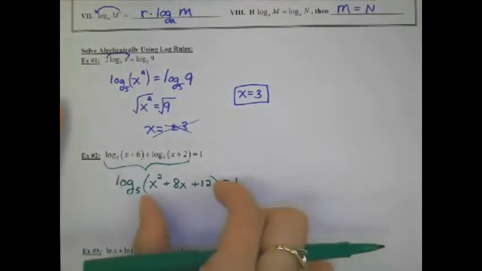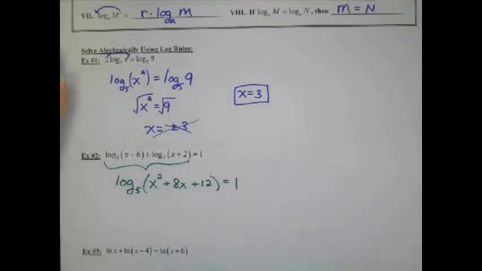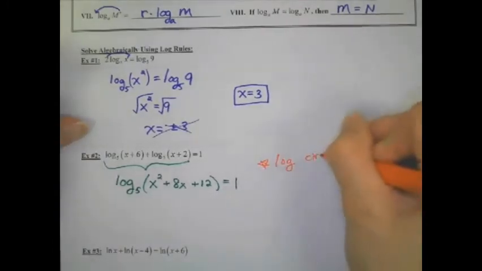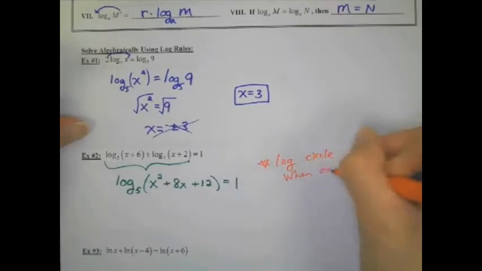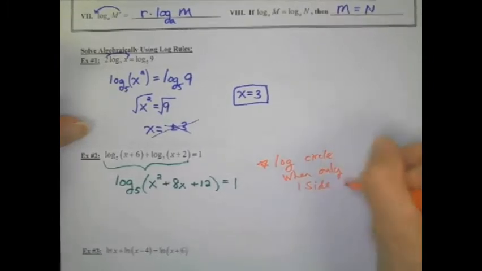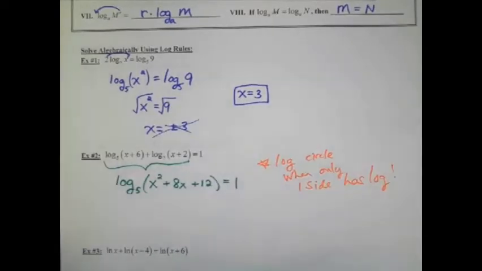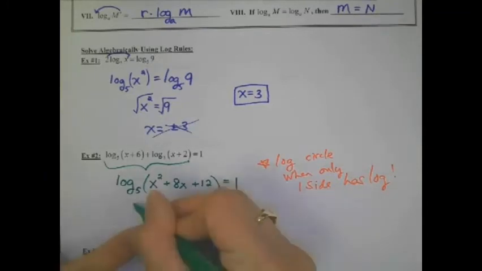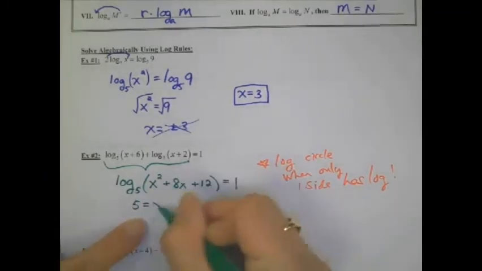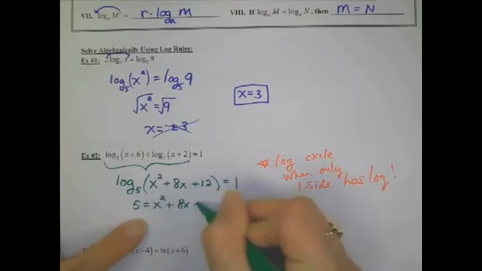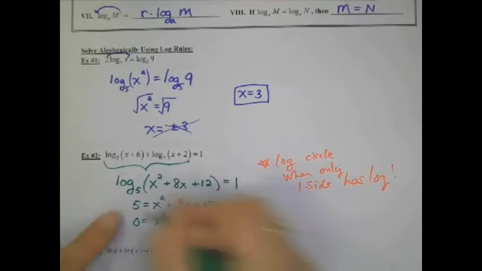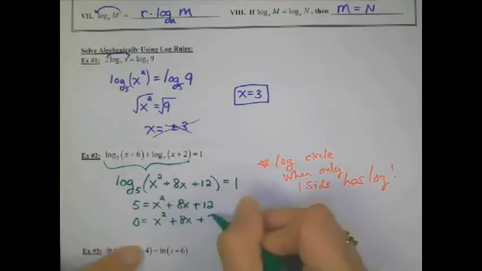So how are we going to get x out of the log? Use a log circle. So let's just put a note here: log circle when only one side has a log. Okay, use a log circle. Here I go: 5 to the power of 1 is 5 equals x squared plus 8x plus 12. I'll move everything over to one side, and that gives me minus 5 plus a 7.